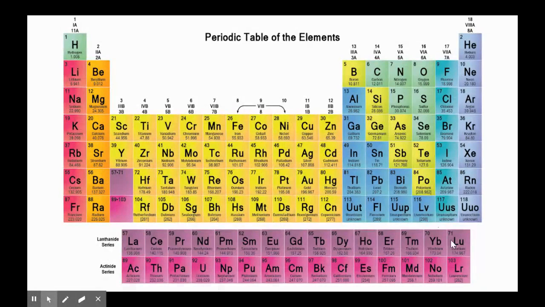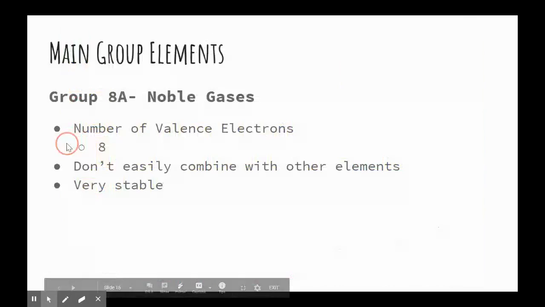And the last group we'll talk about will be the noble gases. They're group 8A, so they have 8 valence electrons. And since they have those 8 valence electrons, they don't combine easily with other elements, which makes them very stable.